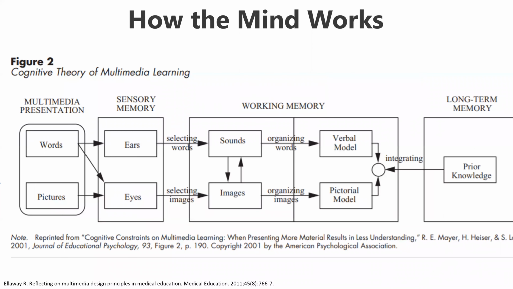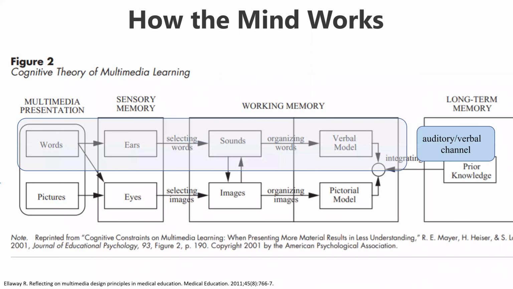This picture is the information processing system in the brain, the hypothetical assumption that is in the psychology literature. For this picture, I'm going to break it down into different layers to understand. The first thing I want you to understand is that we're talking about the dual process, so there are two systems. The first one is the auditory verbal channel, which is the first row, which has words and ears. So this is the first channel.